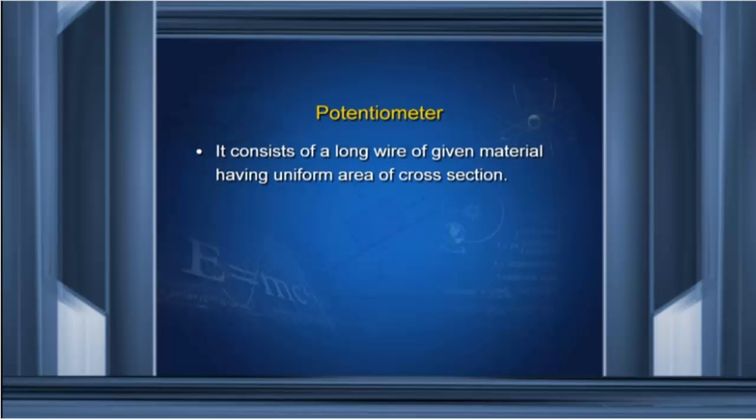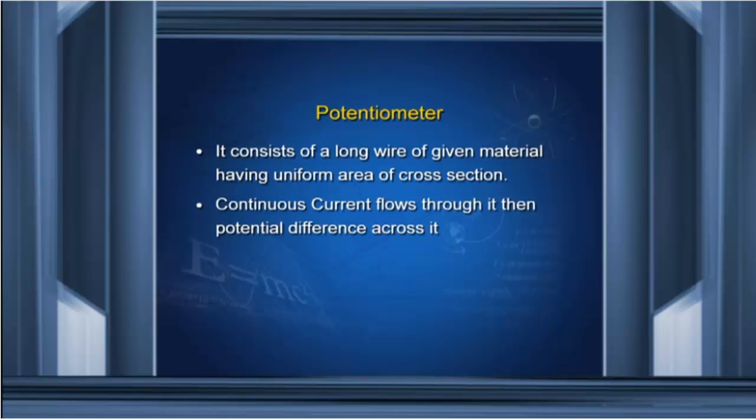This potentiometer consists of a long wire of given material having uniform area of cross section. If a constant current flows through it, then the potential difference across it is V equals I into R. Here R is the resistance offered by the total length of the wire. As we know, R equals rho L upon A. So we get V equals I rho L upon A.